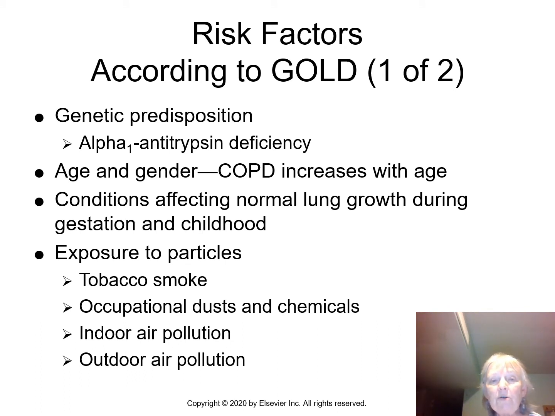So the risk factors, and these are all based out of GOLD. As you can see, there's a genetic predisposition. That's your alpha-1 antitrypsin deficiency. Your age and gender, because we see COPD increases with age. When you're in the gestational period, low birth weight, respiratory infections as a child will also affect all of this, and then the exposure to all of the different things in the air, especially tobacco smoke.